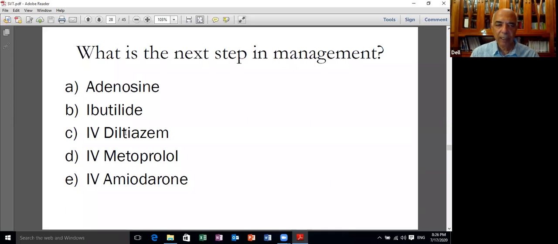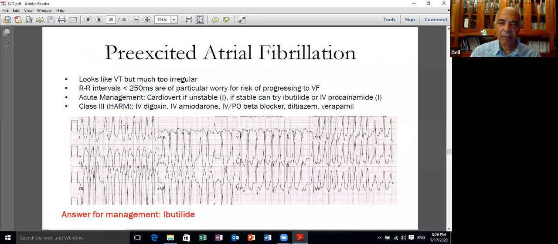The same applies to diltiazem and metoprolol. Amiodarone will shorten the refractory period of the accessory pathway, so it's absolutely contraindicated. Previously, we were treating these patients with amiodarone, and we were getting into trouble because of that. The new guidelines are clear about that. The treatment of choice is ibutilide. Procainamide can be a substitute, but usually it's not available.